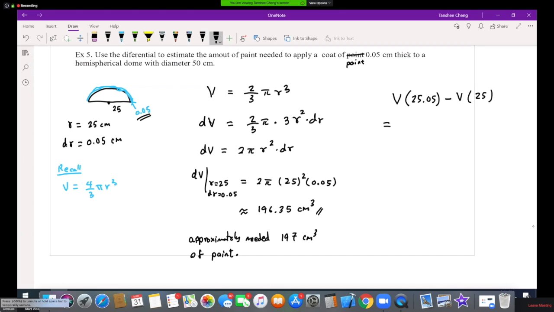So what is the actual value of this? Plug it into the volume function right here, compute it and then subtract, and that will give me approximately 196.74 centimeter cubed. So you can see that the approximation values are very close.